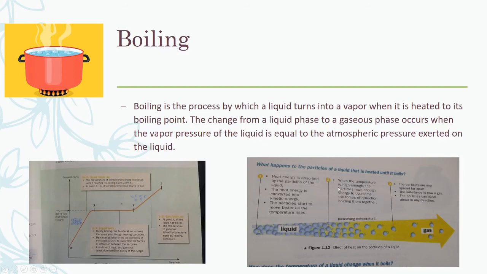When the temperature is high enough, the particles have enough energy to overcome the forces of attraction holding them together. They do not have as much force of attraction and they can now move freely. They are far apart. It is now a gas and it can move in any direction.